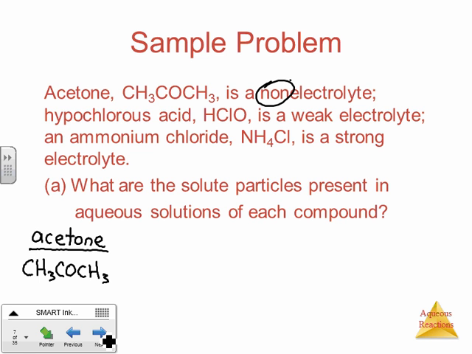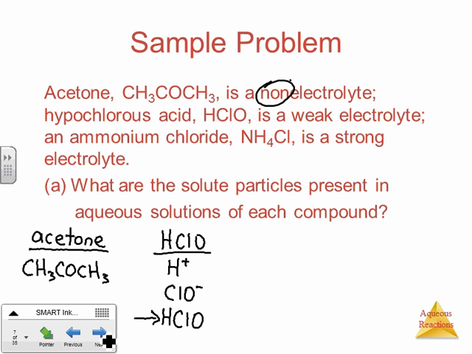Now, hypochlorous acid, HClO. When you put that into water, it's a weak electrolyte, okay? So you're going to have three different solute particles there. You're going to have a little bit of H+, just a tiny amount of H+. You're going to have a little bit of ClO-. It splits apart, but most of the time, you're still just going to have HClO, okay? It's a weak electrolyte, so it only partially breaks apart. And most of the time, you're going to have the HClO.